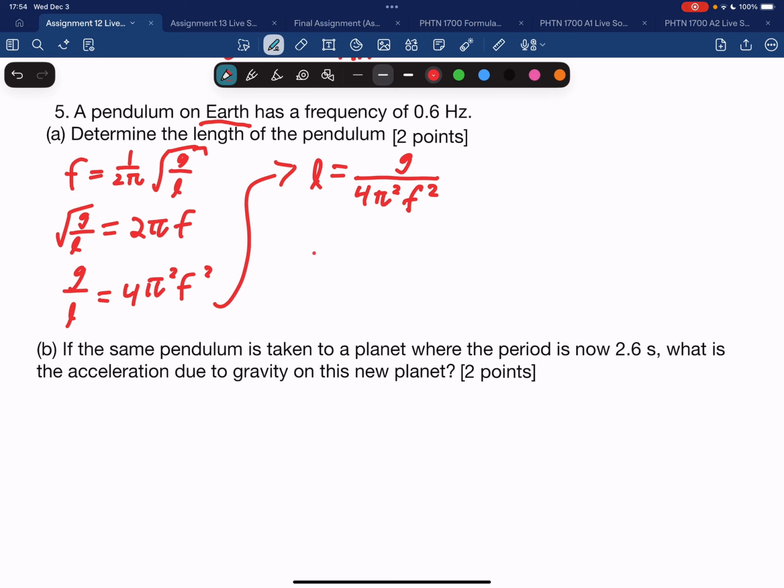Plugging in some values here. L equals 9.8 because gravity on Earth is 9.8 on average. On the bottom I have 4 pi squared, and my frequency is 0.6 squared. Plugging all of that in, I get a length of 0.6895 meters.